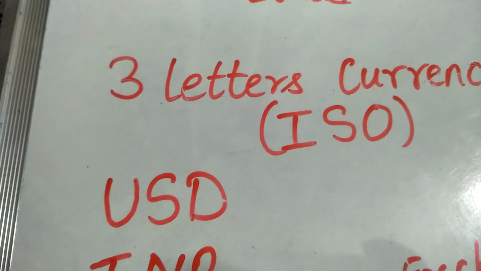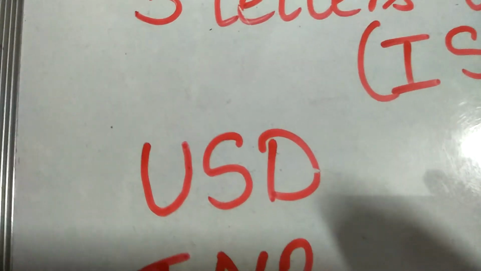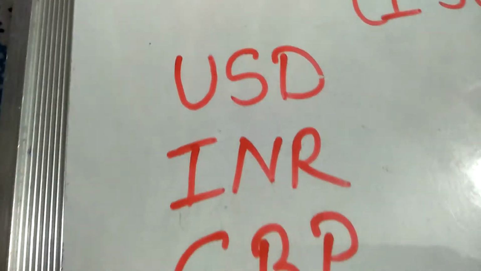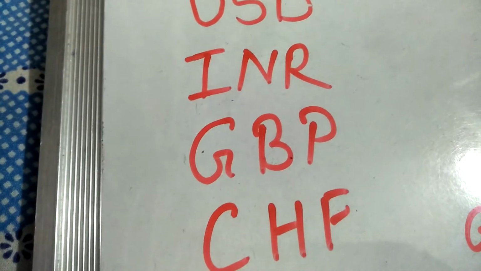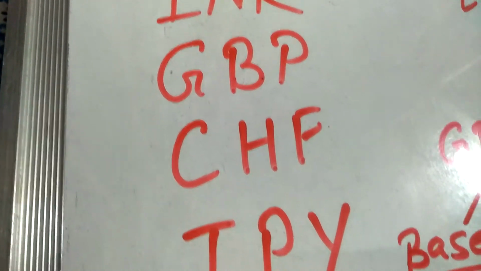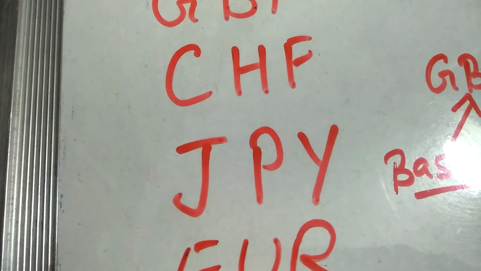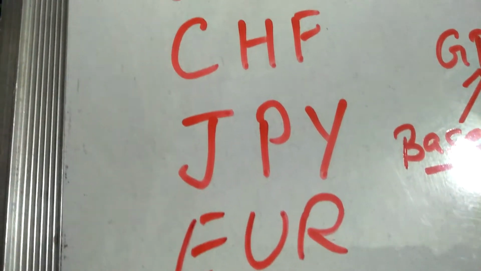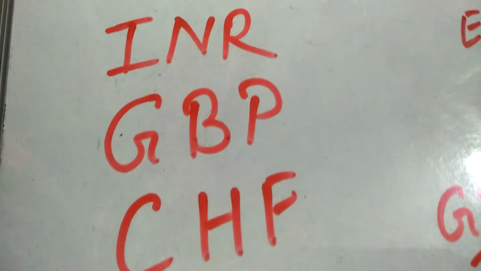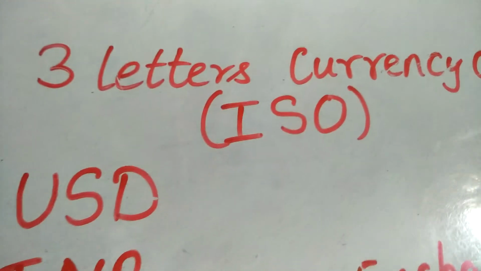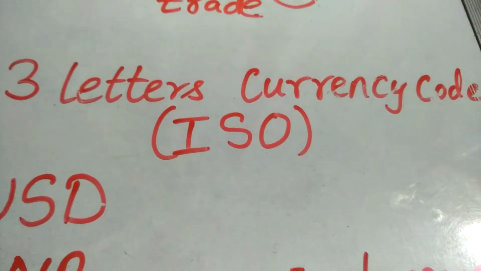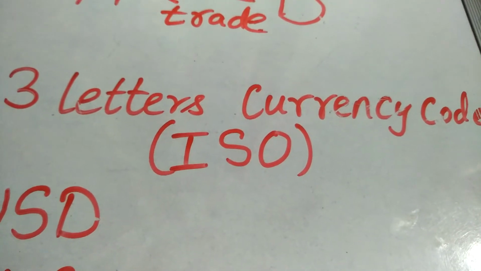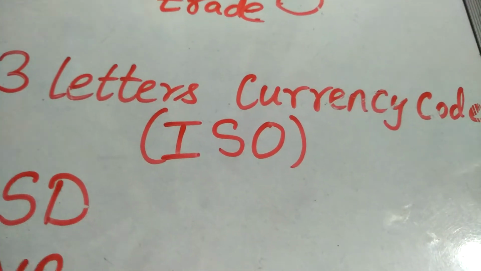For example, USD is nothing but the US dollar. We have INR, that is Indian rupees. GBP, the Great Britain pound. CHF is the Swiss franc. JPY is the Japanese yen. EUR is your euro. And like this, many other currencies have been designated with three-letter currency codes, and such codes are then used to determine the exchange rate of those currencies.